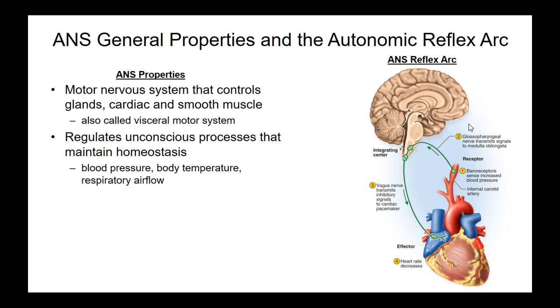Generally not, okay? And so just like reflexes in general, blood pressure is one example here, but there are other reflexes out there that are involved. Some of these overlap with the endocrine system. We'll talk about that in a few weeks. But body temperature, respiratory airflow. So here, respiratory airflow generally is going to go with one division, and the opposite is going to happen with the other division.